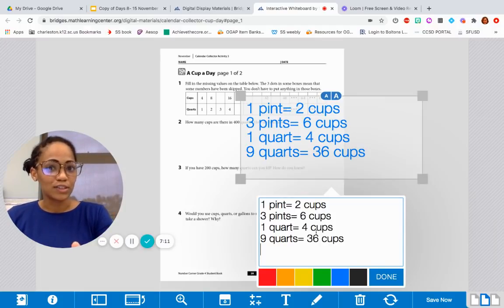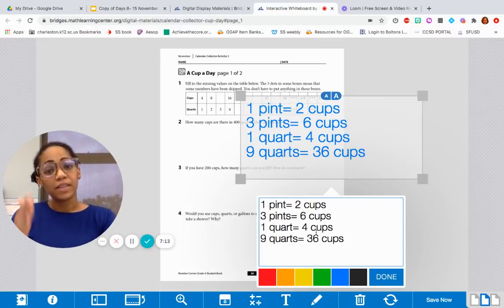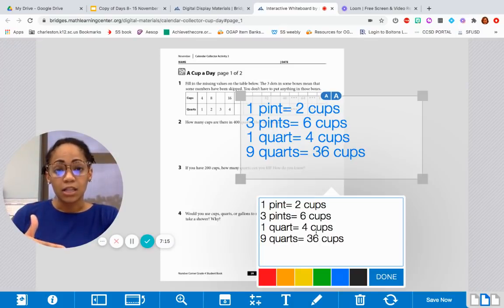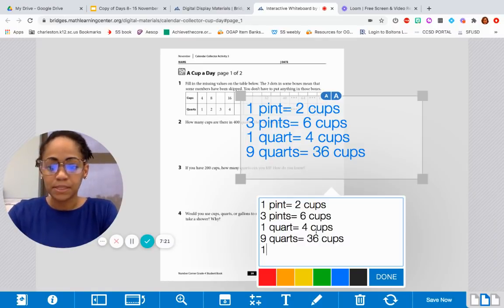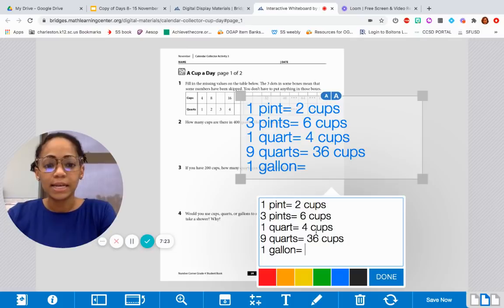So here's the question. Hopefully you were listening earlier when I gave you that hint about filling in our gallon column. If I were to do it and write it as a fraction, how many cups are in 1 gallon?